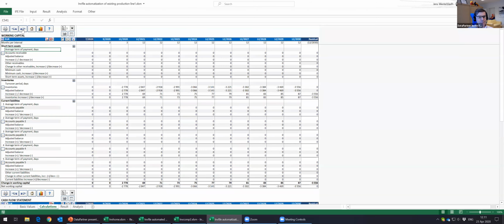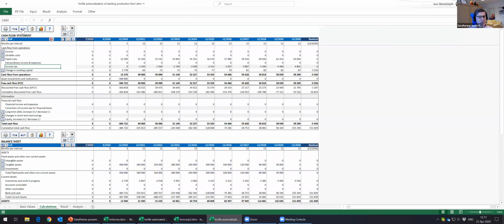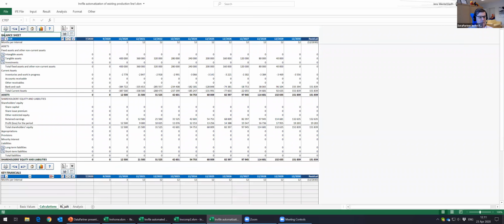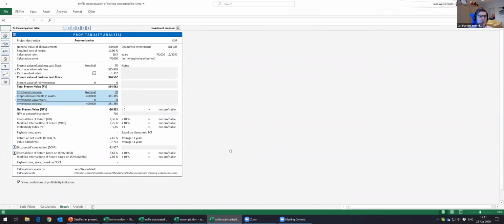We look at the change in working capital, the cash flow statement of automation, the balance sheet of automation, and the result. And okay, now we see, yeah, it gives a 6% return. So in a sense, the automation is profitable, but our management has set a minimum required rate of return of 10%. So it does not cover the cost of capital. So net present value is negative. So we should not pursue this automation.